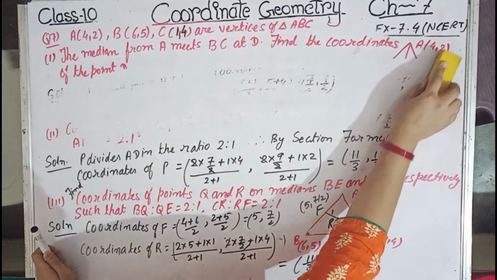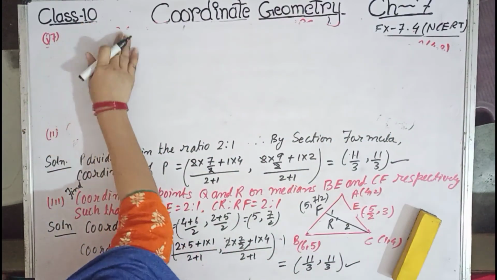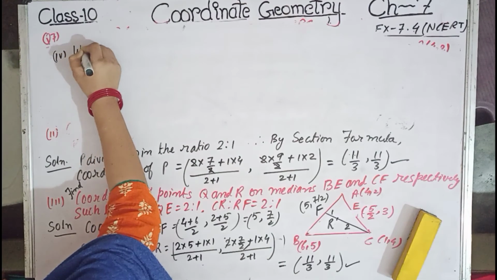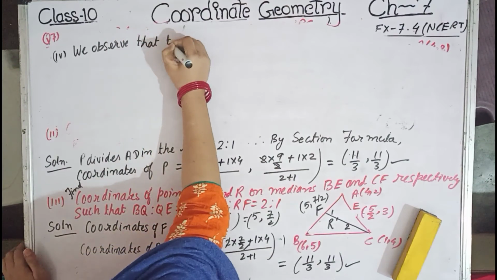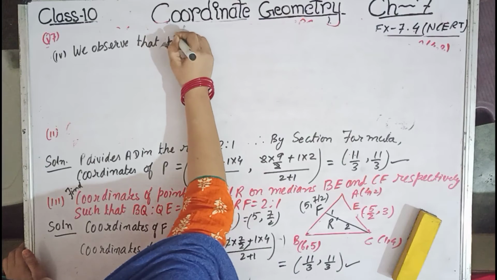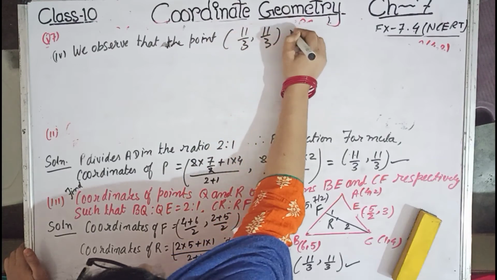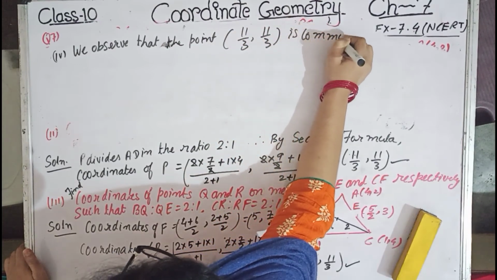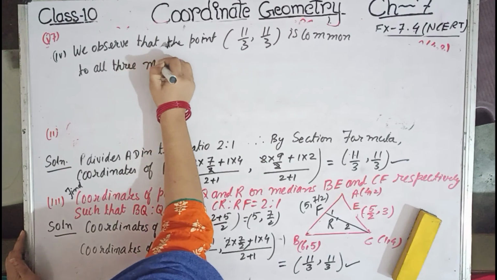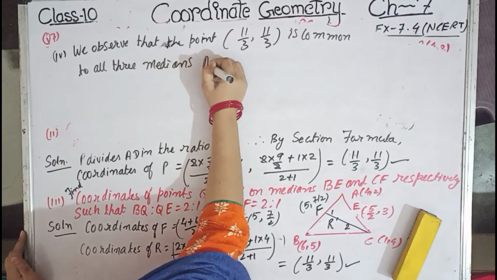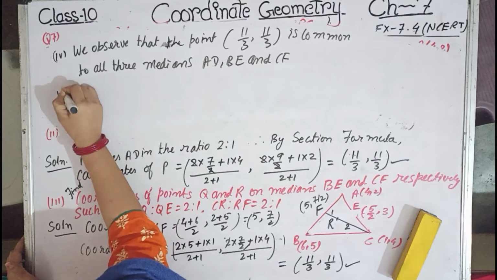So in subpart number 4 we will write that we observe that the point 11 by 3, 11 by 3 is common to all three medians AD, BE and CF.